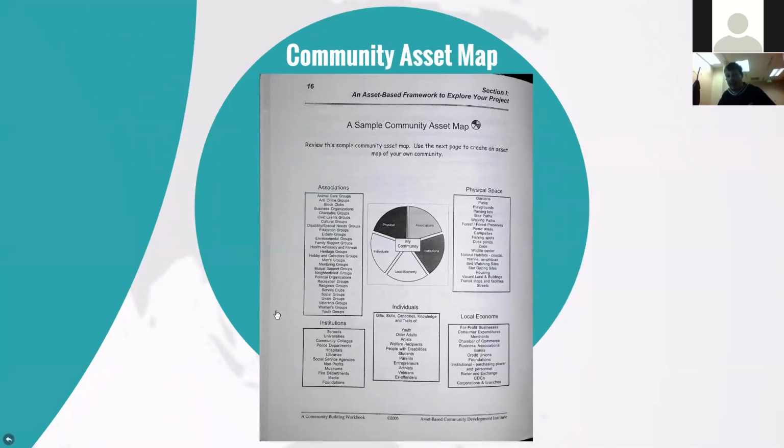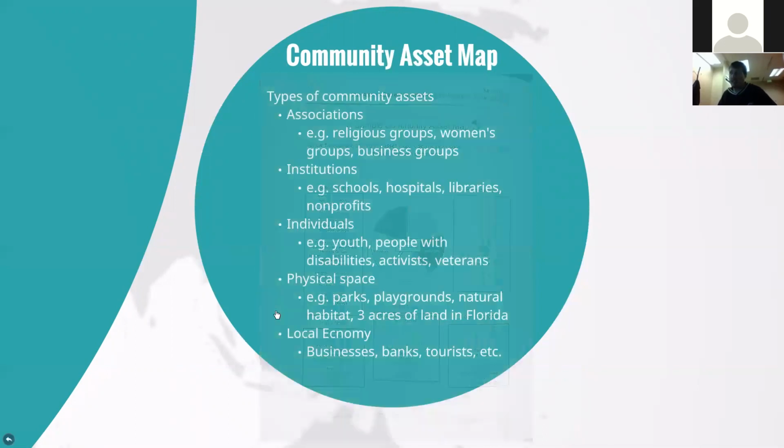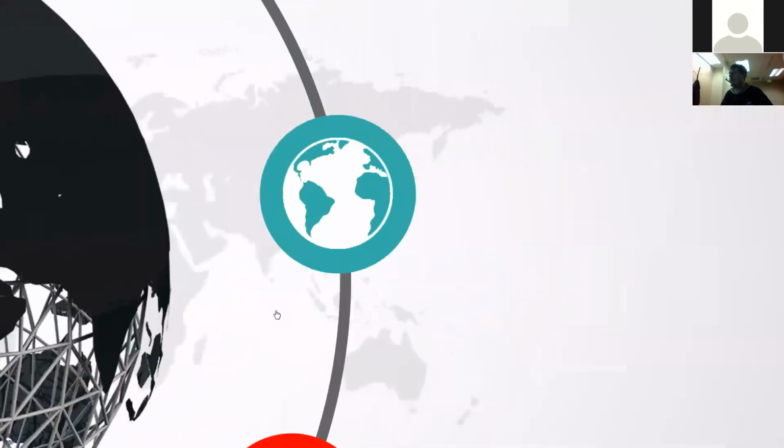And that's why I'm having you do a community asset map today of a nonprofit of your choice. The types of community assets include what we just talked about: associations such as religious groups, women's groups, business groups; institutions such as schools, hospitals, libraries, and nonprofits; individuals such as youth, people with disabilities, activists, and veterans. Physical space is so important, and we often forget about it as an asset for a nonprofit organization. But parks, playgrounds, natural habitat, acres of land, all matter. They all are opportunities for us to make use of these assets and share them with the community at the same time. Local economy like businesses, banks, tourists, and as I mentioned, business bureaus.